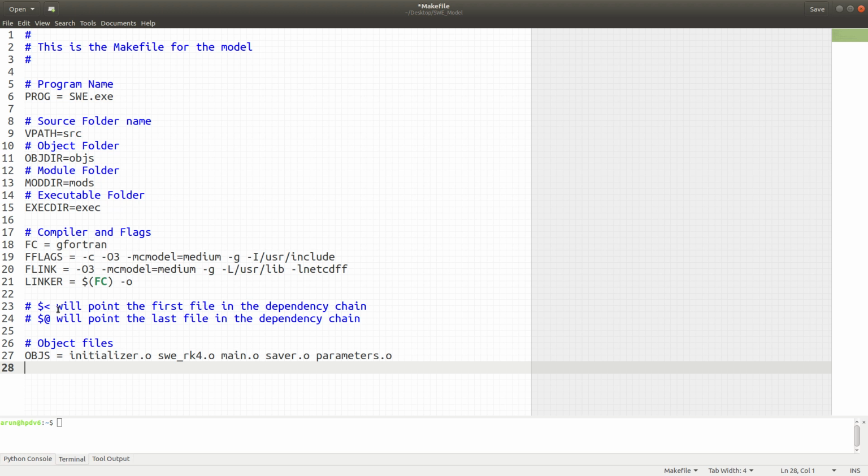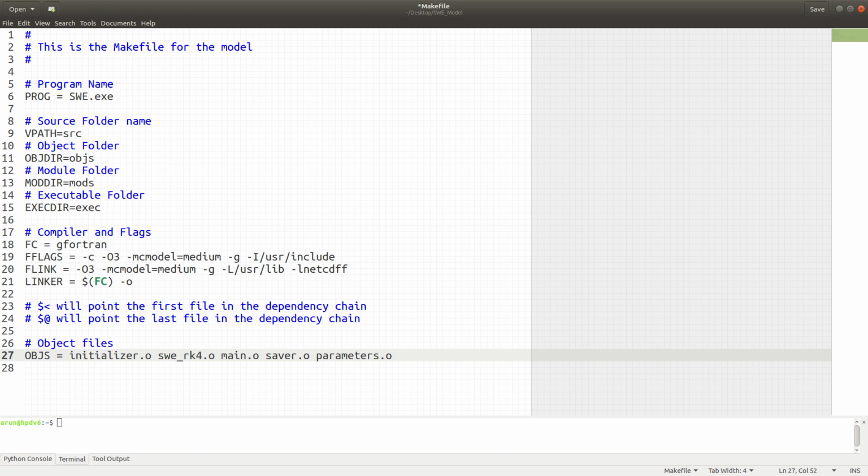Okay, I'll talk about these two in a moment. This one, objs, is the variable that's going to represent all the object files. So the object files are initializer.o, sw_rk4.o, main.o, saver.o, and parameters.o. Okay, these are the object files.